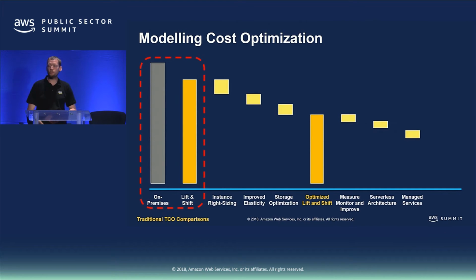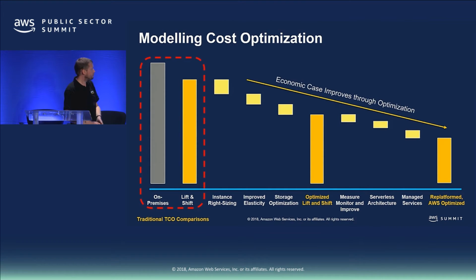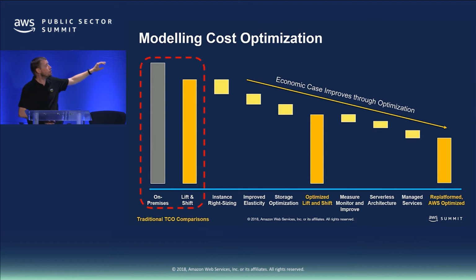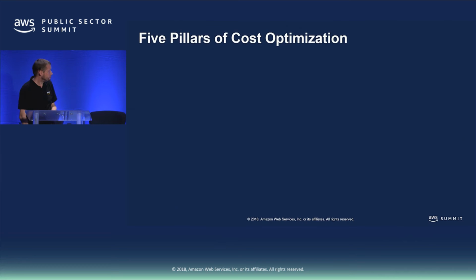And then lastly, you may decide to make use of some managed services, either from AWS or from a third party, that will, again, help you optimize from a management perspective. What that ends up being is a re-platformed, AWS-optimized infrastructure that can be significantly less than your lift and shift price. And as always, the economic case for migrating into AWS improves the more you take into account. If you work with AWS account managers or AWS solution architects, we're always happy to help with this because we've got experience of doing this. So please reach out to whoever you know in AWS.